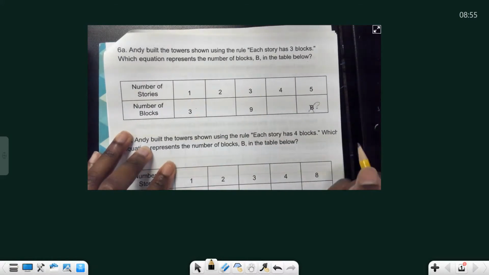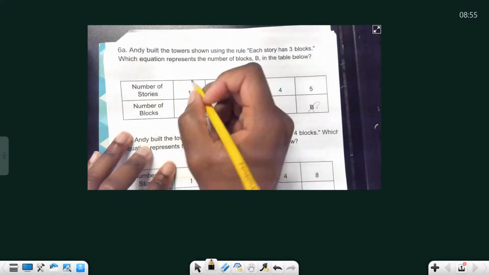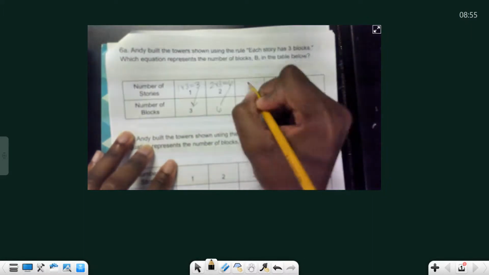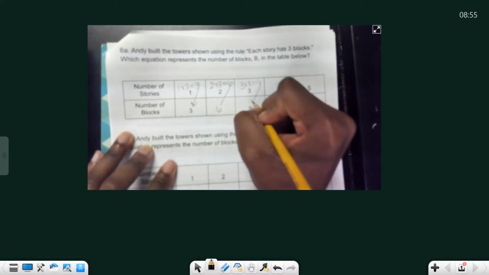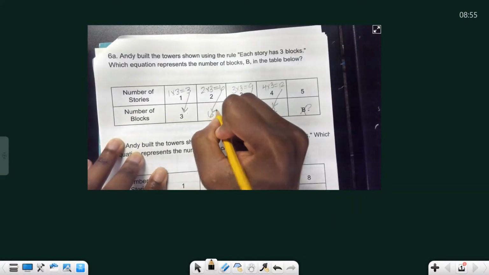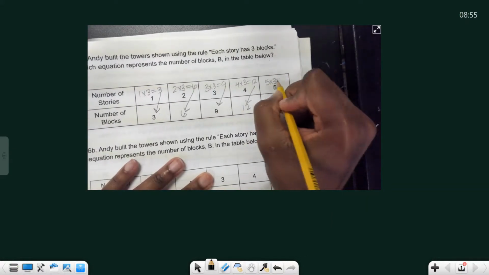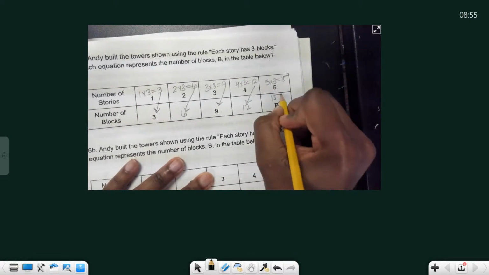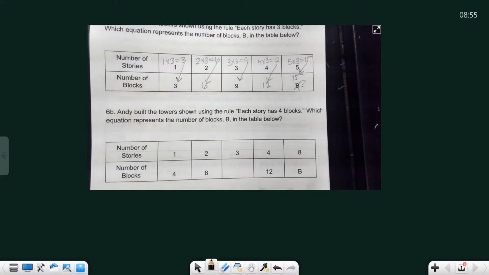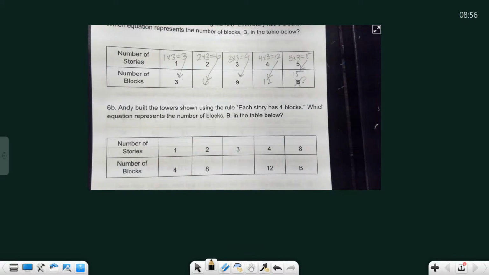But just from looking at the first and the third, it looks like I'm doing the number of stories times 3. 1 times 3 equals what? 3. So 2 times 3 equals? 3 times 3 equals? 4 times 3 equals? 12. That was easy. 5 times 3 equals? 15. So 15 should go here. Just like the last 2 we did, except you actually have a chart.